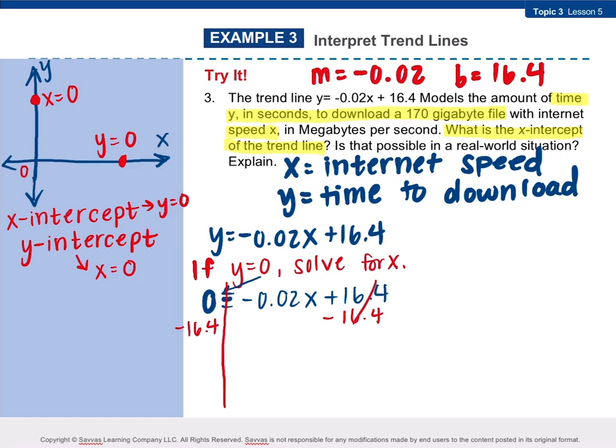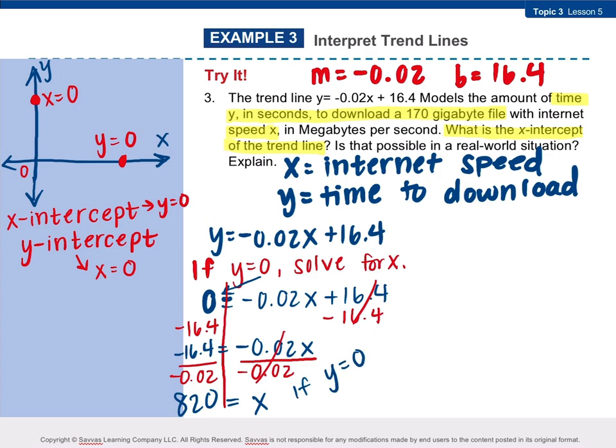And I get negative 16.4 equals negative 0.02 times x. So opposite of multiply, opposite of times, is divide by negative 0.02, divide by negative 0.02, and I get 1x. And if I use my calculator, negative 16.4 divided by negative 0.02 is 820. So what does that crazy number tell me? If x is 820, that's if y is 0, right? So when y is 0, x is 820.